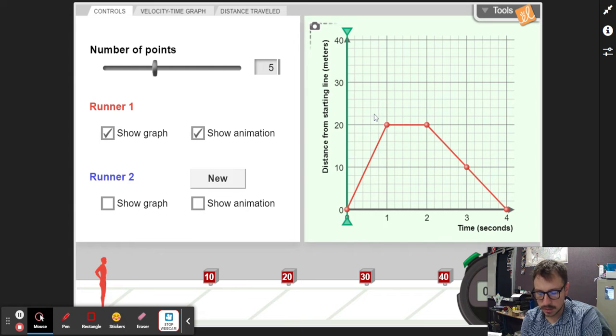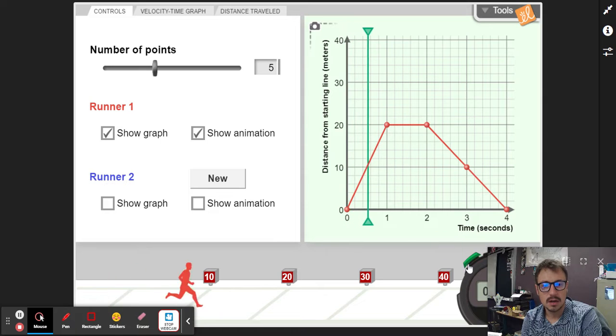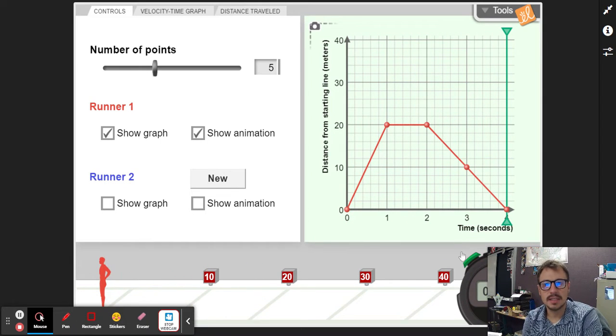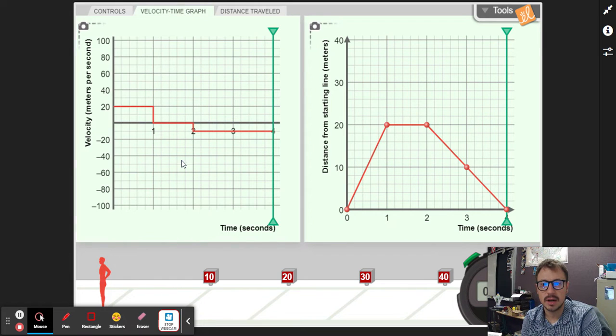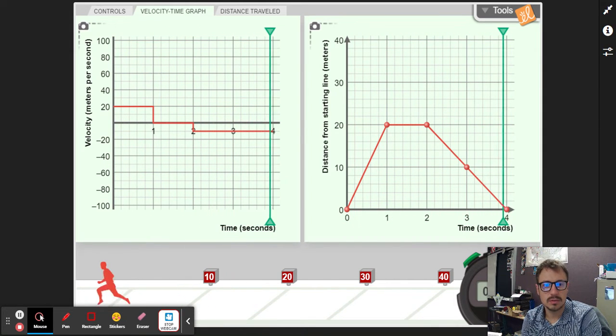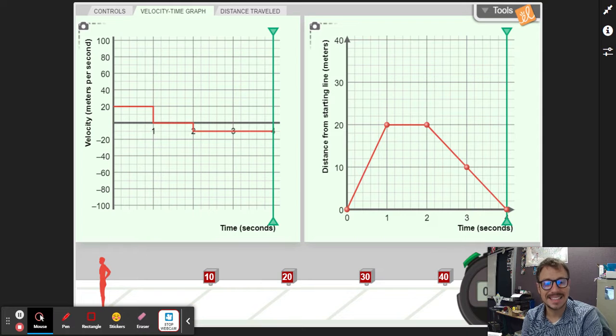Look at the distance from the starting line versus the time graph above. When is the velocity of runner 1 negative? Explain how you know this. What makes the velocity negative? You can even play this by clicking on this, and you can see what happens. So when is that velocity going to be negative? You can even look at your velocity versus time graph and see when that velocity is going to be negative, and what makes it negative.